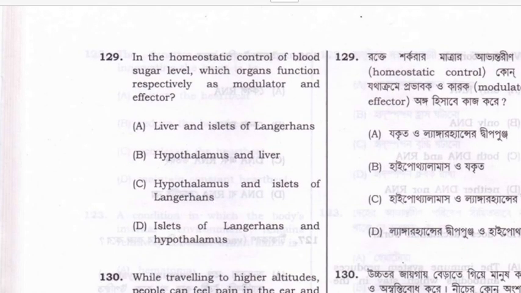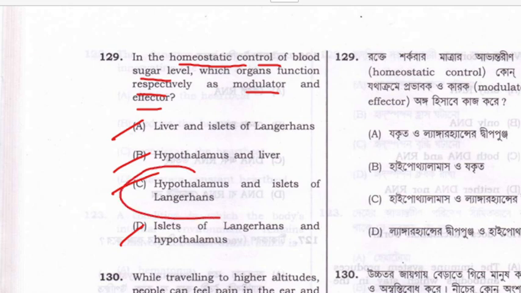Next, in homeostatic control of blood sugar level, the organs function respectively as modulator and effector: liver and islet of Langerhans, hypothalamus and liver, hypothalamus and islet of Langerhans, islet of Langerhans and hypothalamus. The correct answer is hypothalamus and islet of Langerhans.